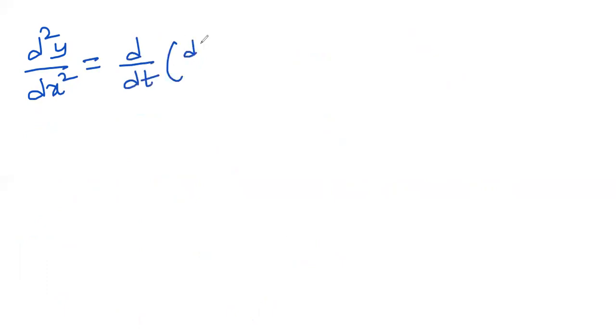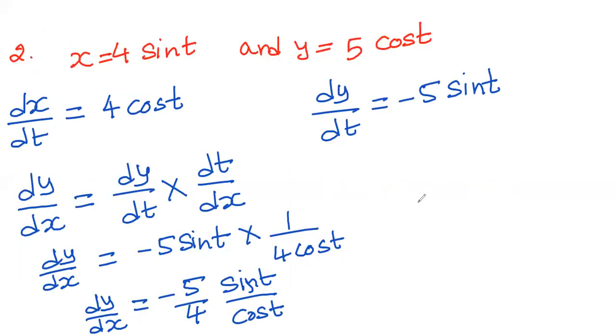What we want is d squared y over dx squared, which is going to be d over dt of dy over dx times dt over dx. So that means we have to differentiate dy over dx with respect to t. So what we got, dy over dx is minus 5 over 4 sine t over cos t.